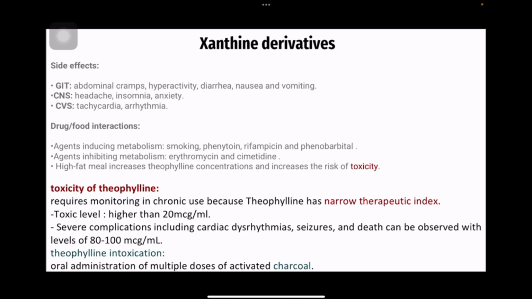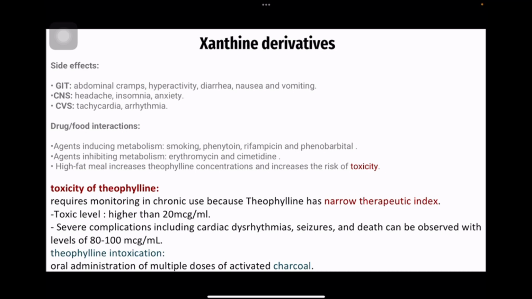Side effects of xanthine derivatives in the GIT: abdominal cramps, hyperactivity, diarrhea, nausea, and vomiting. In the CNS: headache, insomnia, and anxiety. And in the cardiovascular system, they cause tachycardia, increased heart rate, and arrhythmia.